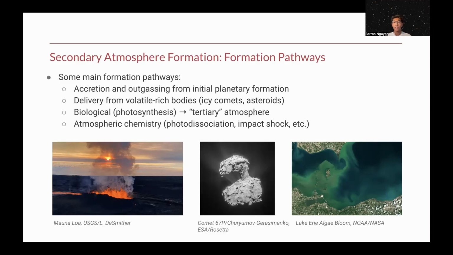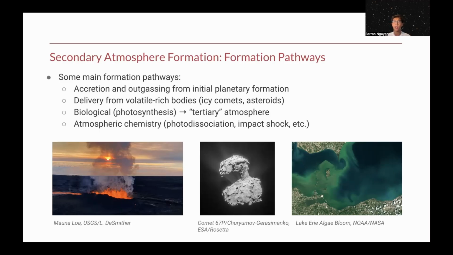This is also another formation pathway for Earth's water. Potentially, water-rich ices, asteroids, and comets can deliver water to the planetary surface from beyond the frost line, which is the distance away from the star where it's cold enough for ices to form.